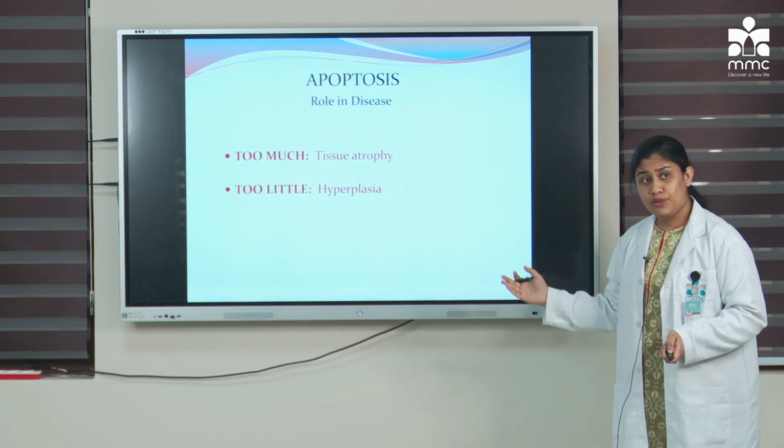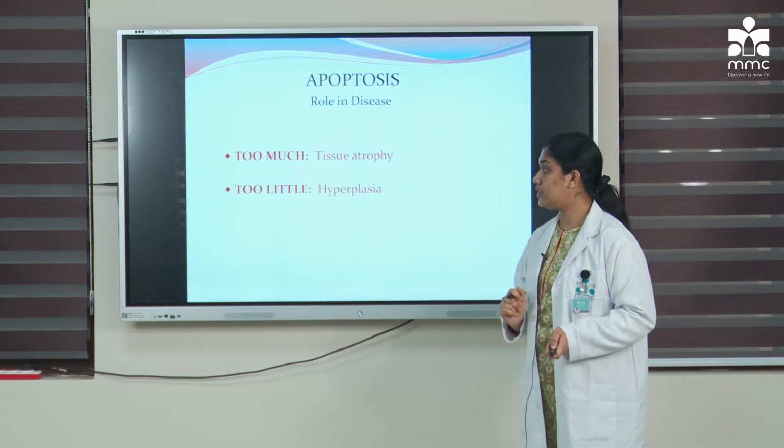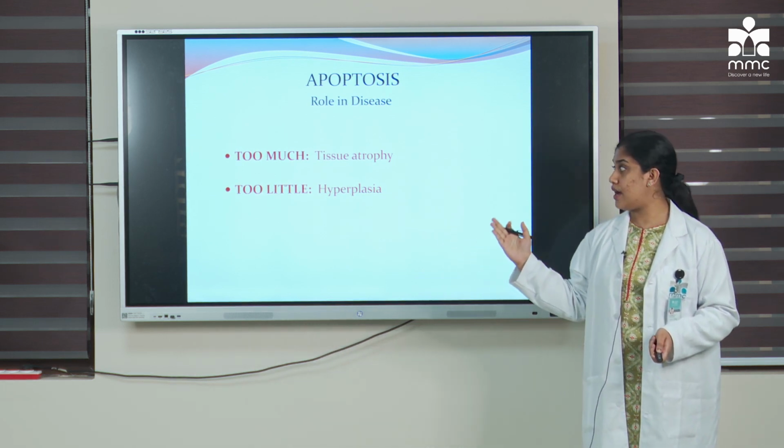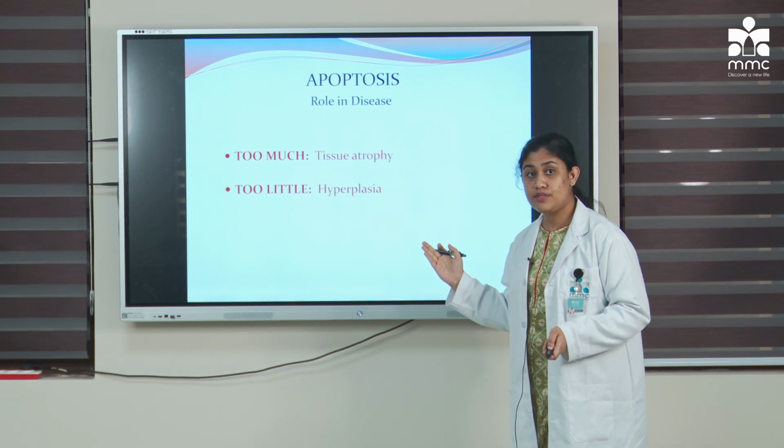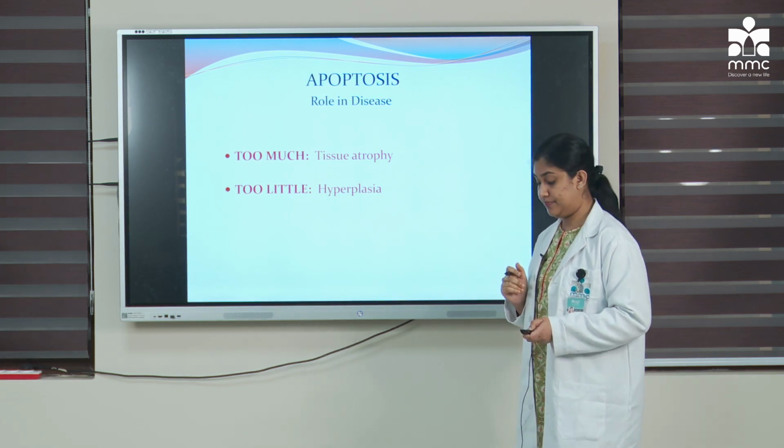So, what is the role of apoptosis in disease? Too much apoptosis is harmful. It can result in tissue atrophy. Too little apoptosis can result in hyperplasia.